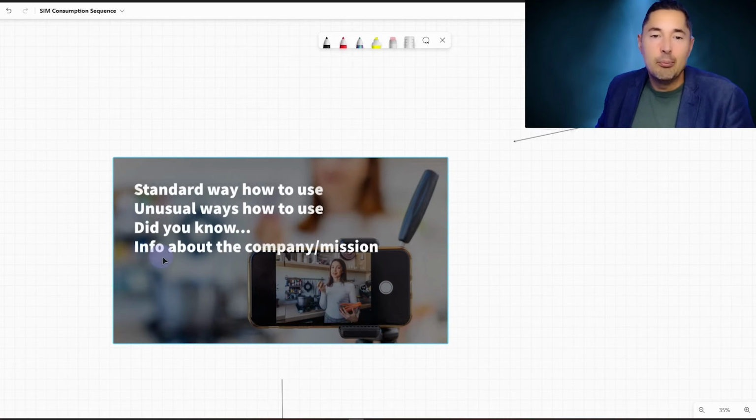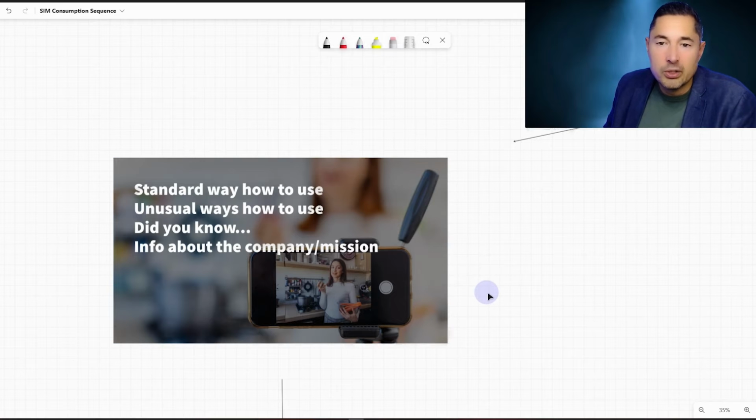So the last example is information about the company or perhaps the mission that you have. It might be that with the purchase of that customer, you support some kind of good cause and you want to share that and make that person even more excited that he or she purchased your product.